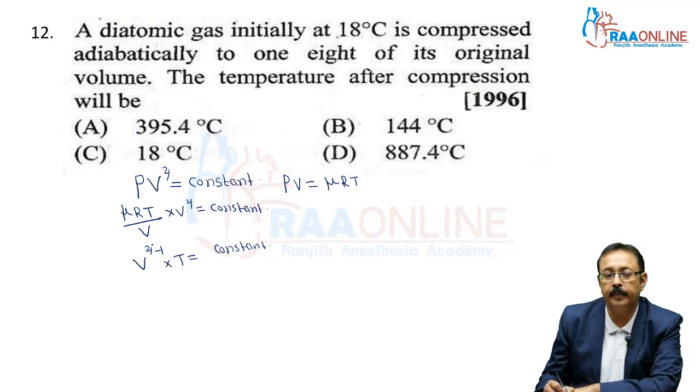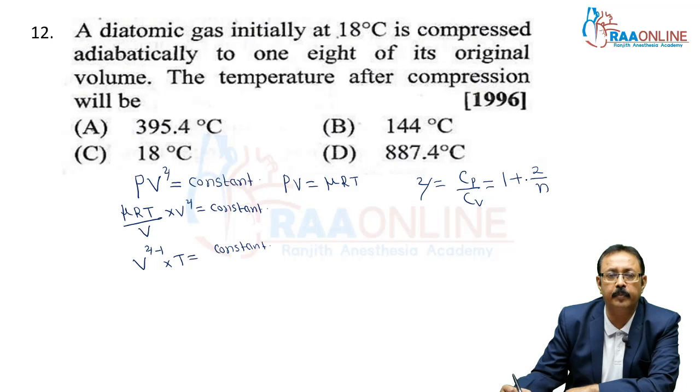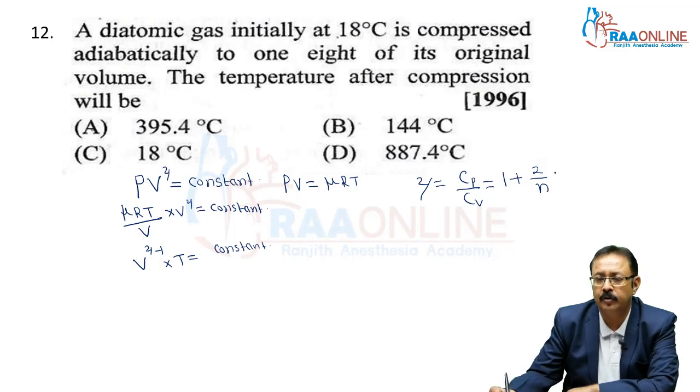It is a diatomic gas. What is the value of gamma for diatomic gas? We know that gamma is the ratio of specific heats at constant pressure and constant volume, or you can calculate it by degrees of freedom. Degree of freedom for diatomic gas is 5. So what we are getting? 1 plus 2 by 5. It is 7 by 5.